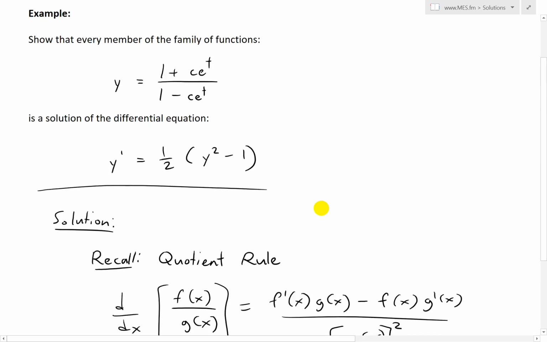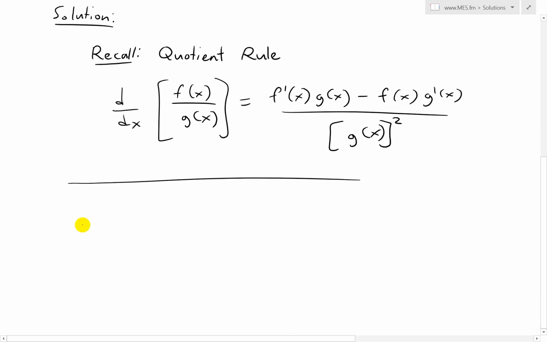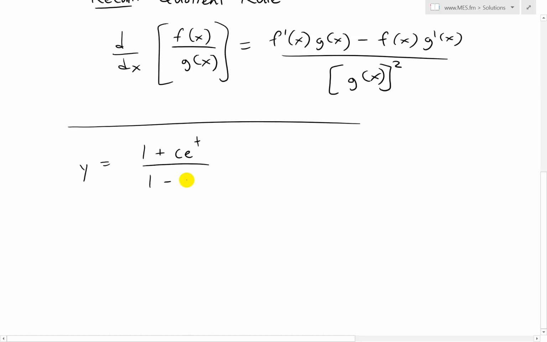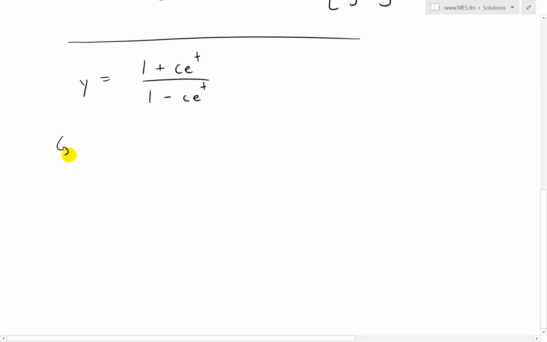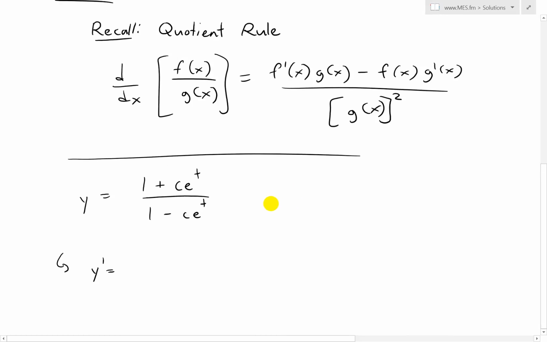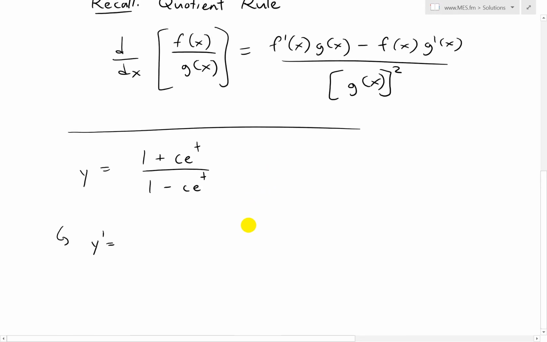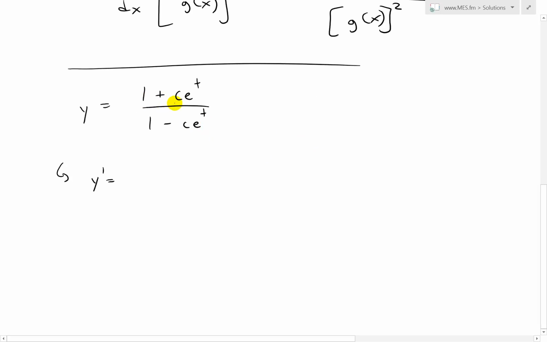We apply that to this function, so we have y equals (1 plus c e to the t) over (1 minus c e to the t). Now taking the derivative y prime, our g of x is the denominator and the numerator is our f of x. The derivative of the top: the derivative of 1 is 0, c is just a constant, and the derivative of the exponential function is itself.